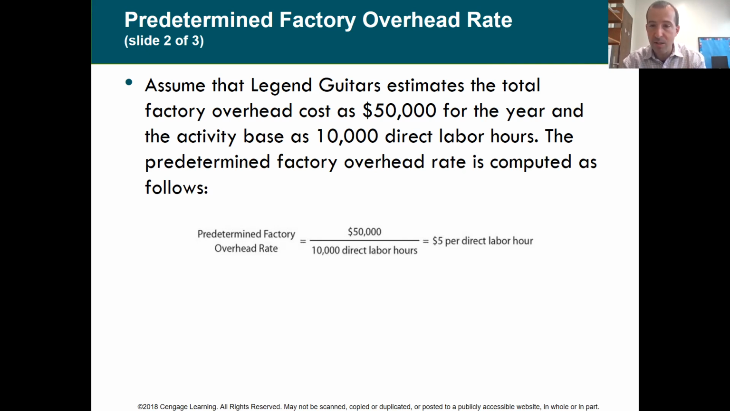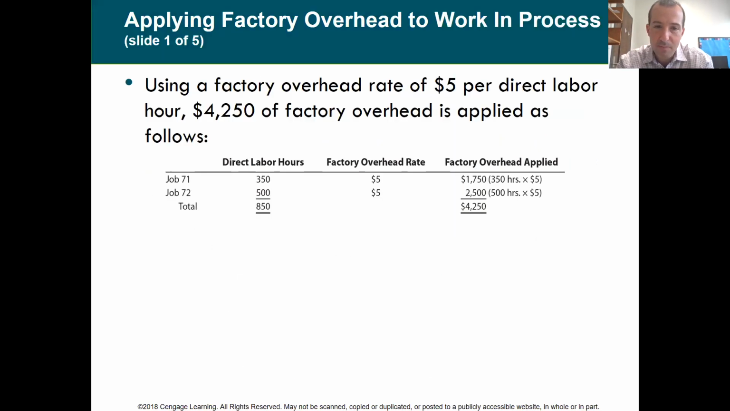So, in this example, it would be the labor hours for the project multiplied by this predetermined factory overhead rate of $5 per hour. So every time we compute this and allocate it to work in process inventory, we're going to credit factory overhead and debit work in process inventory.